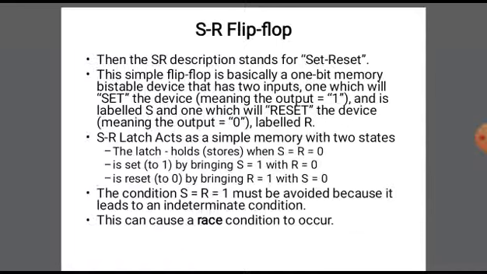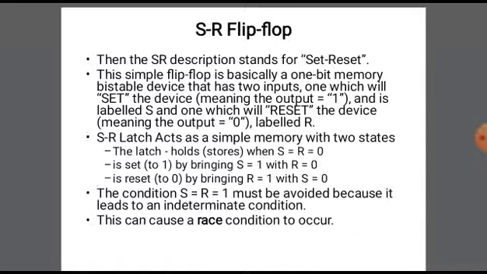It has two inputs, one which will set the device, meaning the output is 1, labeled S, and one which will reset the device, meaning the output is 0, labeled R. For the SR flip-flop, you apply inputs S equal to 0, R equal to 0, then S equal to 1, R equal to 0, that means set the flip-flop. But R equal to 1 and S equal to 0, we call it reset mode.